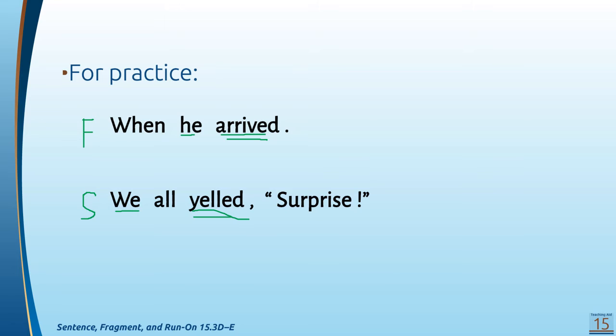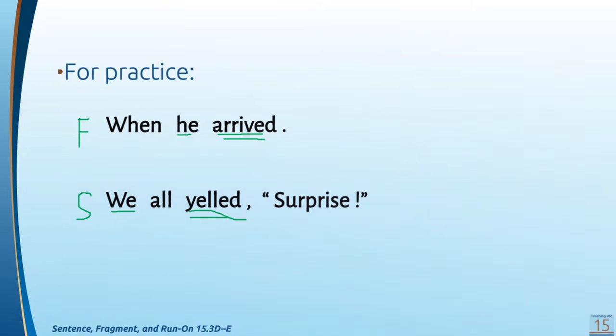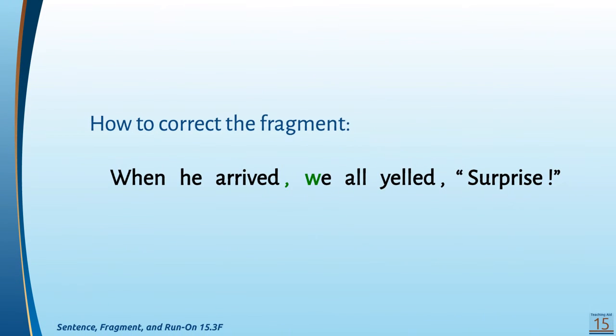So how could we fix this fragment up here? When he arrived, comma, we all yelled surprise. So we change this letter, we make it a lowercase letter instead of a capital letter because it's now no longer the first word of the sentence. And we join it with our fragment by a comma. So this again is an example of how we can join it to the next sentence.